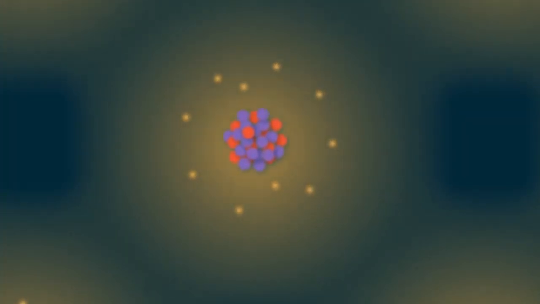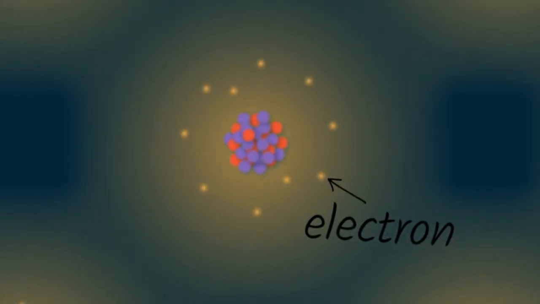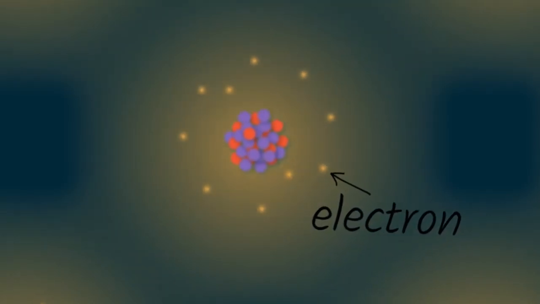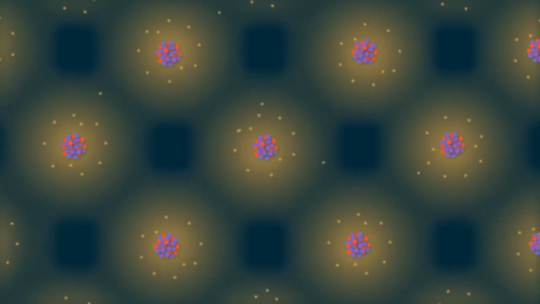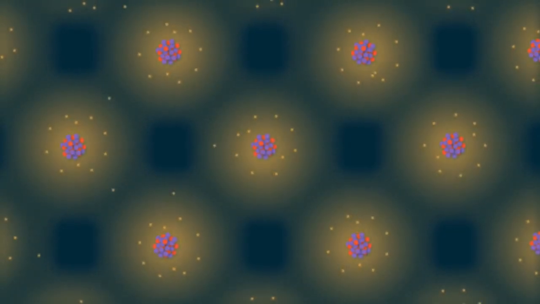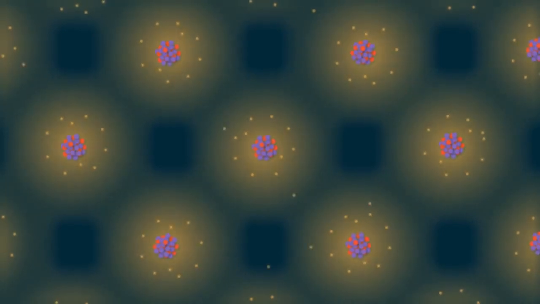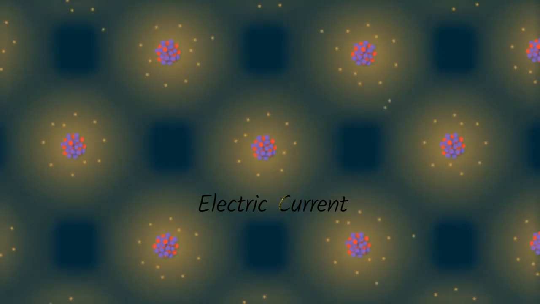Atoms have a couple of different parts, and a really important part of an atom is called an electron. Not all atoms have the same number of electrons. The number of electrons in an atom can change because electrons can move between atoms. Electricity is the movement, or flow, of electrons from one atom to another. This flow of electrons is called current, electric current.